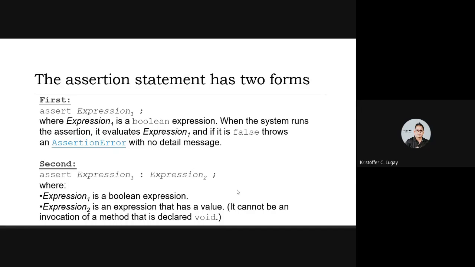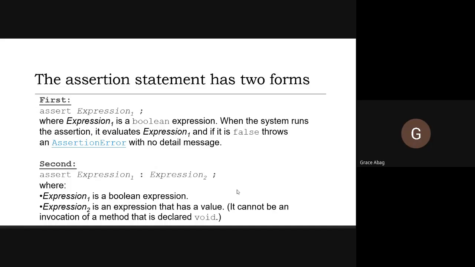So the assertion statement has 2 forms. First, where expression 1 is a Boolean expression. When the system runs the assertion, it evaluates the expression, and if it is false, throws an assertion error with no detail message. Second, where expression 1 is a Boolean expression, expression 2 is an expression that has a value. It cannot be an invocation of a method that is declared void.